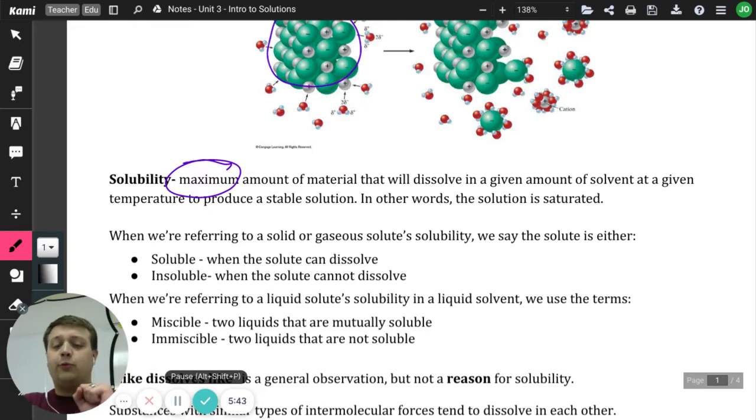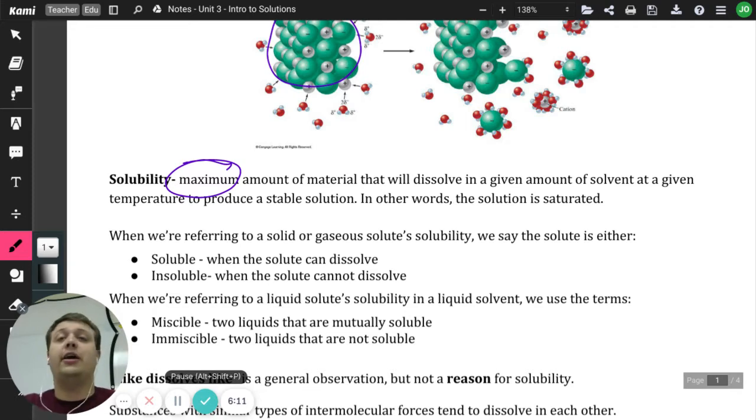First off, if we're talking about a solid or a gas, the term that we use is soluble or insoluble. Soluble means when the solute can dissolve, and insoluble means when the solute can't dissolve. So if I say table salt is soluble in water, I know that it would be able to dissolve when I put it into water.